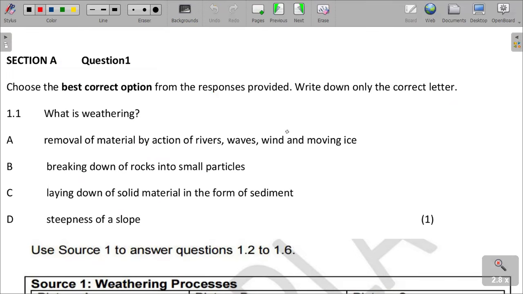The first question is asking, what is weathering? Weathering, in simple terms, is the breaking down of rocks in situ to form soil. When rocks are broken down, the processes involved are quite a lot, but the primary thing is that soil is formed from the breaking down of rocks into small particles. It is also called weathering without movement. That is why we say in situ.